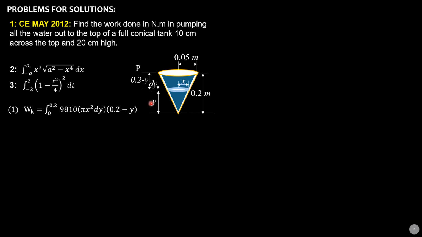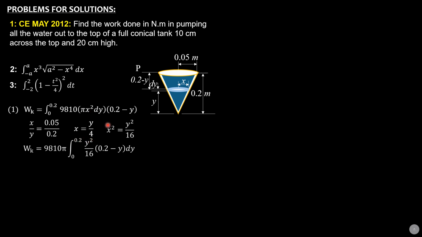So x is to y as 0.05 is to 0.2. That means x is y over 4, and x squared is y squared over 16. Substitute into this formula, putting the constants before the integral sign: 9810 pi integral from 0 to 0.2 of y squared over 16 times quantity 0.2 minus y dy.